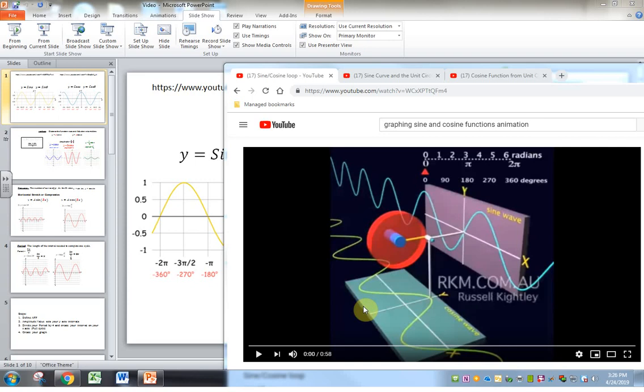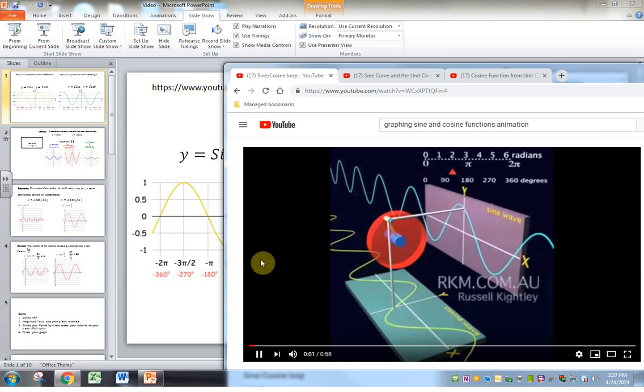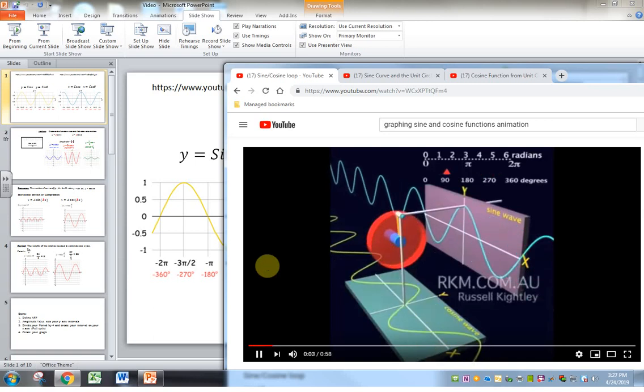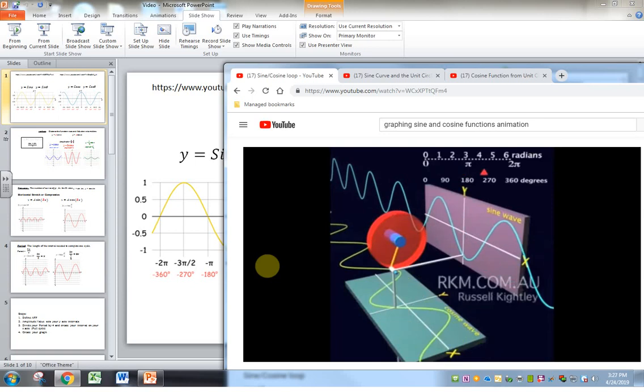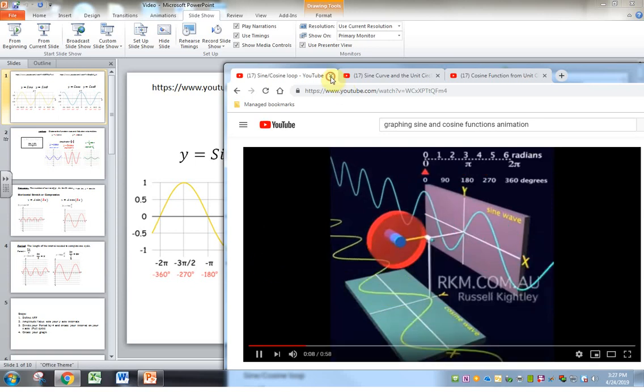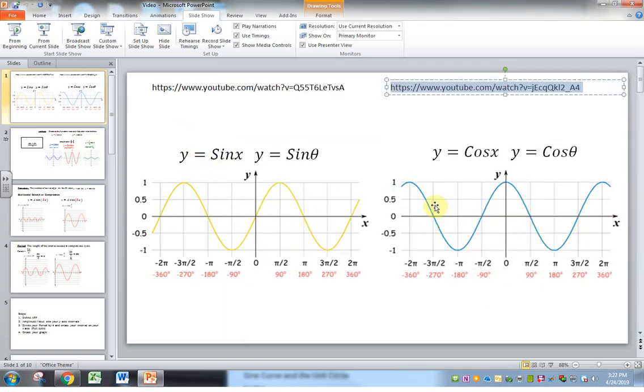Okay, so focus, people. We have the unit circle here. This red circle is meant to be the unit circle. What this animation is trying to show is that what you are about to graph is simply us going round and round the unit circle, waving it out. To be clear, here is your sine wave and here is your cosine wave.